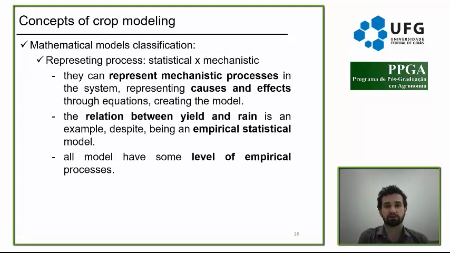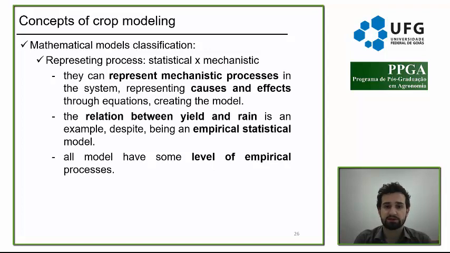After that, we also have another definition about these mathematical models. The mathematical models represent processes, and we talk a little about statistical and mechanistic models. So the mechanistic model represents a process, putting in our system the cause and effects represented by equations to create this model. And we also have the statistical model, which is a simple relationship between two variables. For example, yield will be affected by rain in a specific period that you define in the equation.